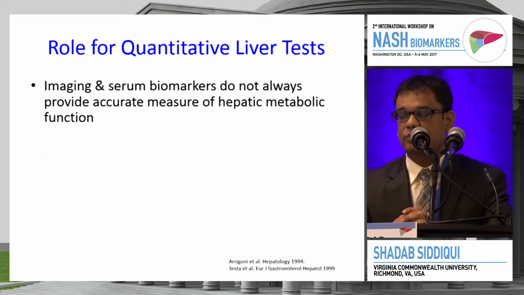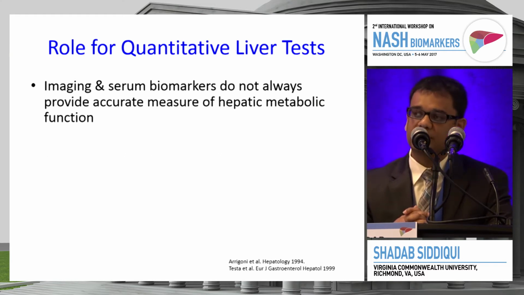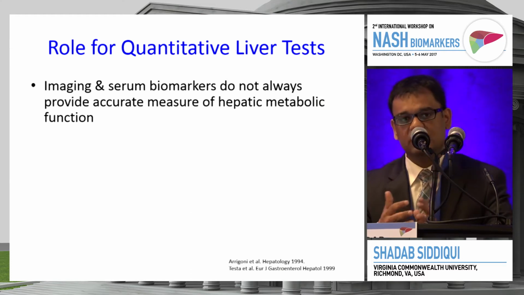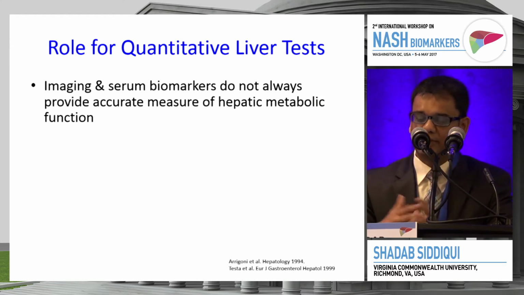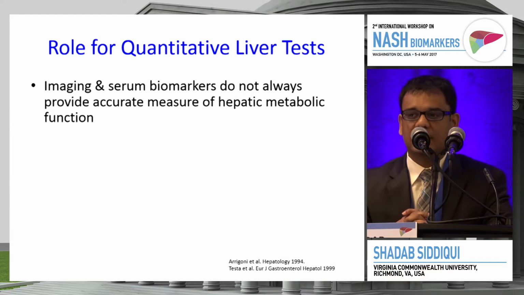The imaging and serum biomarkers that we do have are able to distinguish between disease, no disease. They can distinguish inflammation, fibrosis. However, they're not able to provide a hepatic metabolic function.